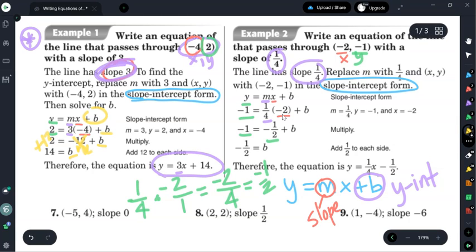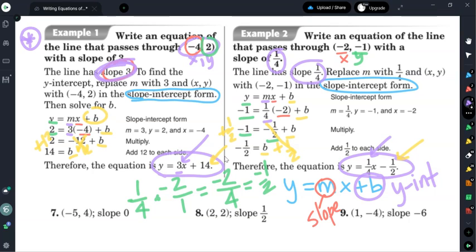Now, I want to solve for b. So in order to get b all by itself, I have to take that -1/2 and move it to the other side. So I'm going to add it. When you do 1 plus 1/2, you get 3/2. So b is 3/2. I know my slope is 1/4, which is right there, and I know my b is 3/2. And again, look how we did this in the other problem. Same thing. So that's how you find the equation using slope-intercept form.